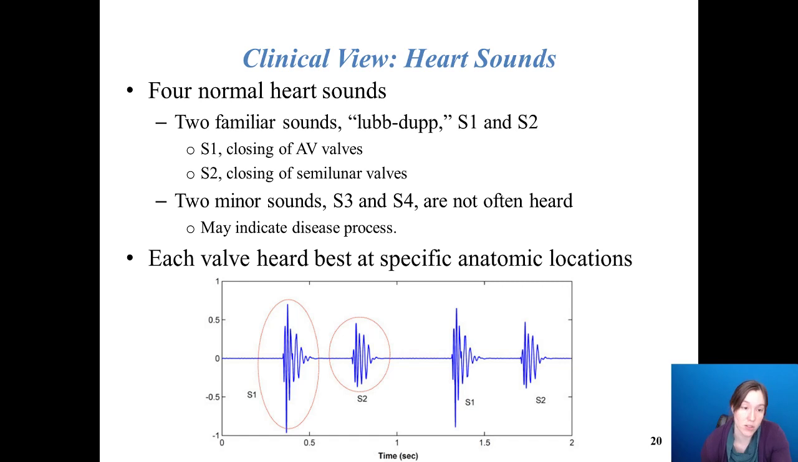S1 is when the AV valves close, and that happens a little bit before S2, which is when the semilunar valves close. There are 2 minor sounds, S3 and S4, which are not often heard, and they may indicate disease processes. But we're just going to focus on S1 and S2, the normal lub-dub. Each heart valve can be heard best at specific anatomic locations, closer to the heart valve.